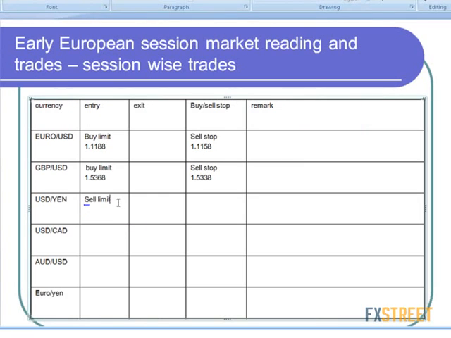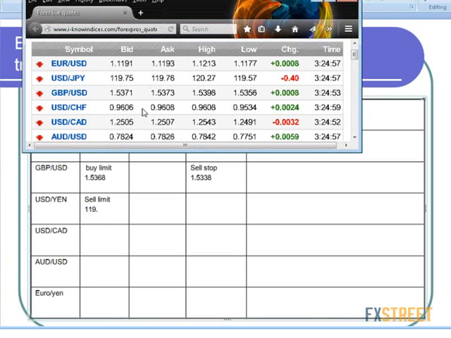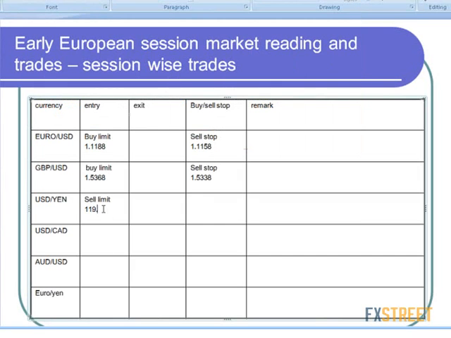I'm just keeping the current level, 119.75. So I'll just keep it as 78, a sell limit, 3 pips above, with the buy stop, 30 pips above. A hedge order.